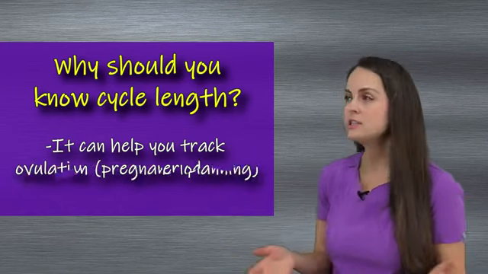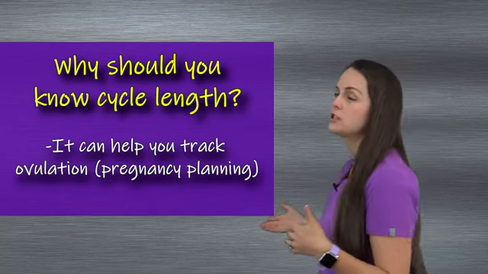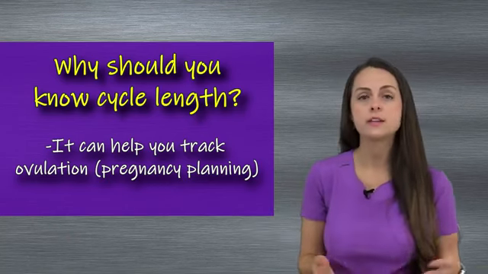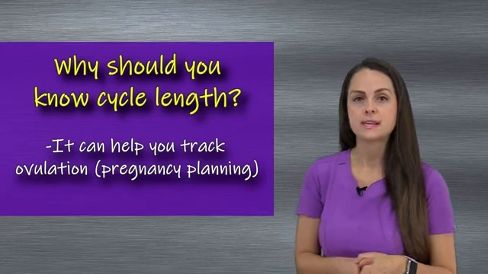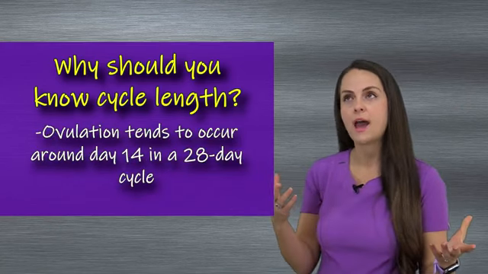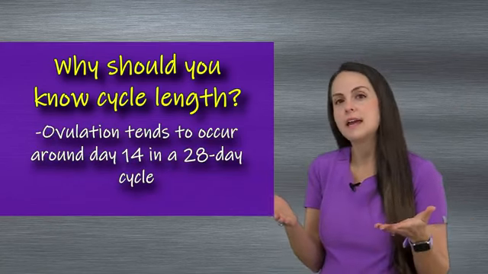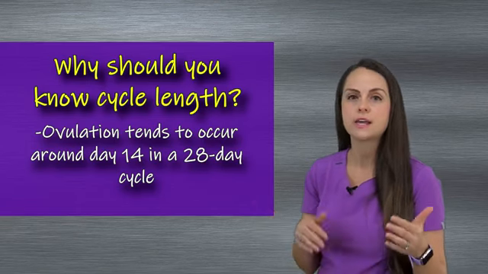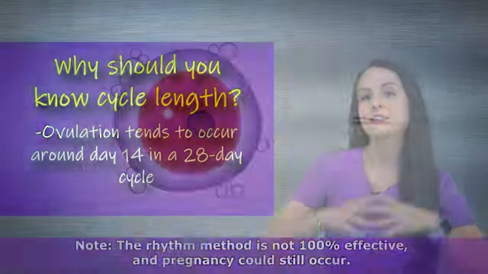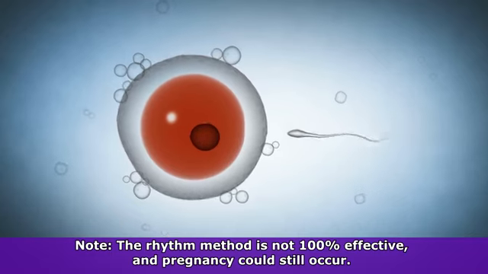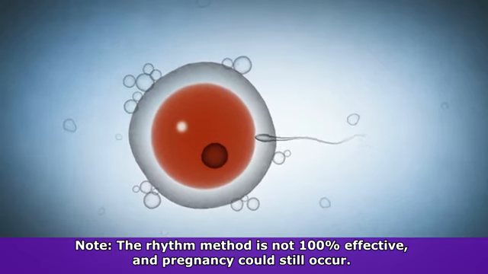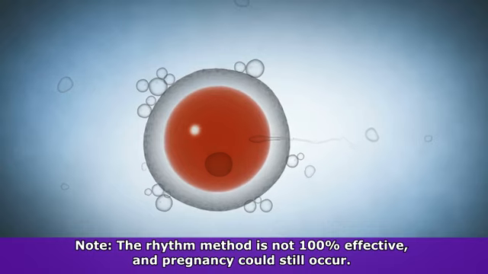In addition, it can help you track ovulation if you're trying to increase your chances of getting pregnant or preventing pregnancy. Because remember, ovulation, if you have an average cycle of 28 days, it tends to occur on cycle day 14. So that lets you know, hey, this is a good day to try to get pregnant, or this is a day that I definitely want to avoid pregnancy.